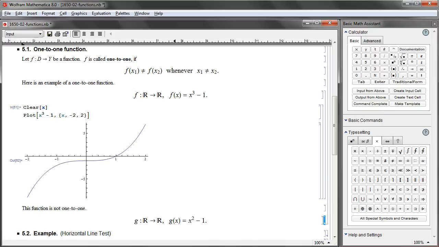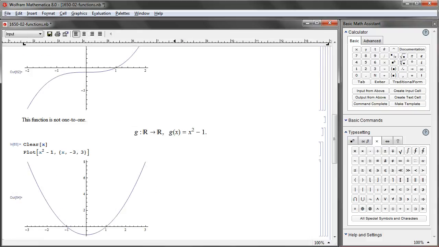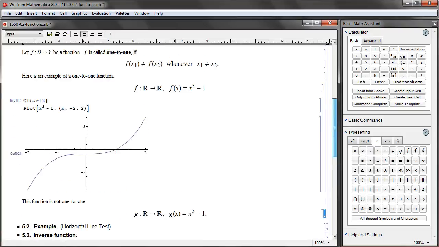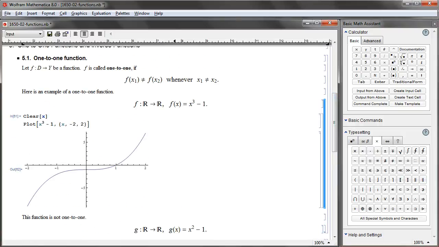Here's an example of a function that is not one-to-one. A given y coordinate value is not uniquely determined by one x coordinate value. For example, if you select y equals 0, then both x equals -1 and x equals +1 will give you y value 0. There are more values. In any case, this is an example of a function that is not one-to-one.